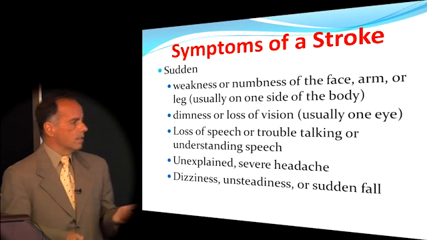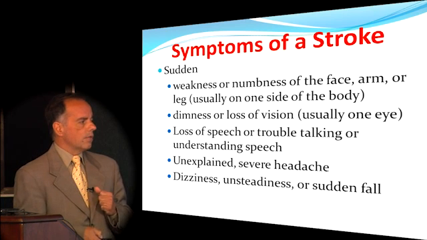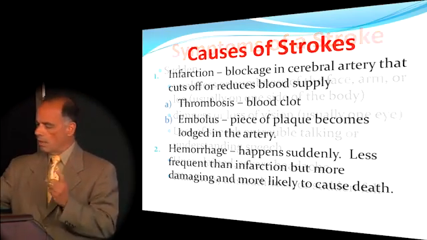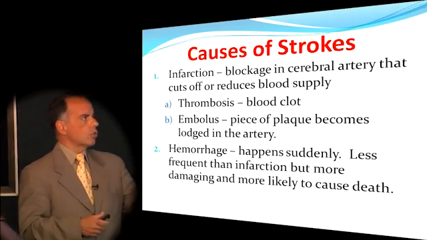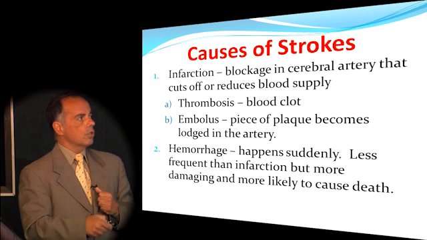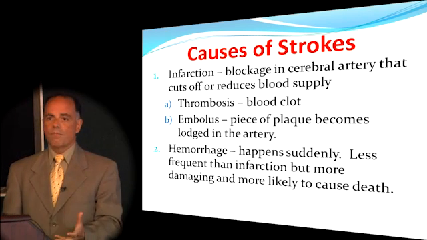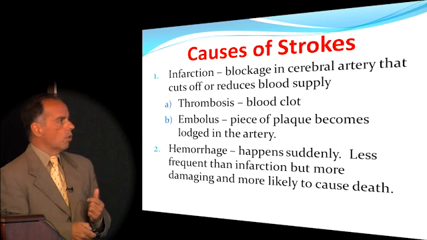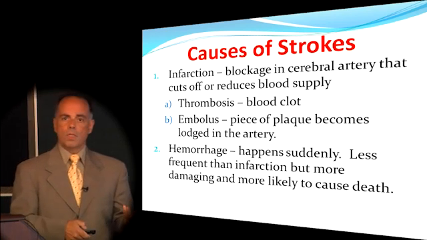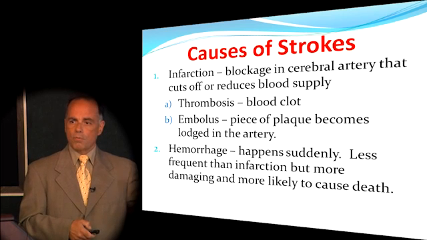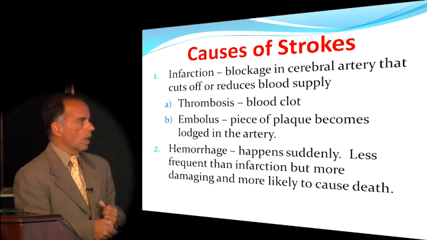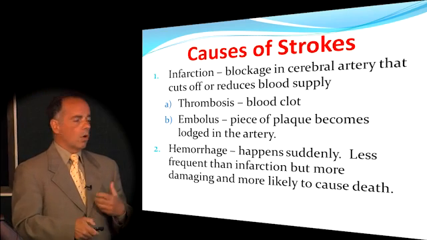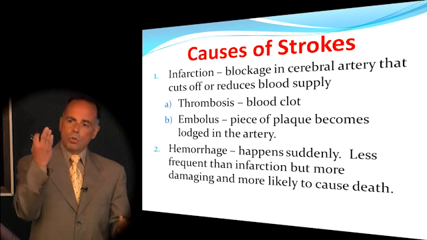Or unexplained and severe headache. You can have dizziness, unsteadiness, or a sudden fall. Causes of the stroke could be what we call an infarction, which is a lack of blood flow to a cerebral artery, to a brain artery. And that could be because of a blood clot that formed in the brain because of the narrowing of the artery, like I showed you before, a rupturing of the plaque and you develop a blood clot up there, or an embolus. An embolus is basically a piece of plaque or blood clot that traveled to the brain.